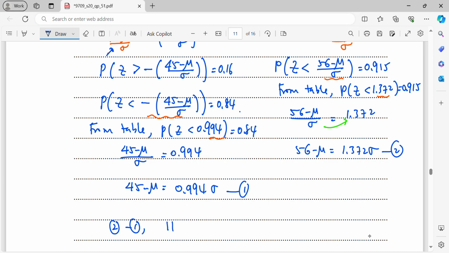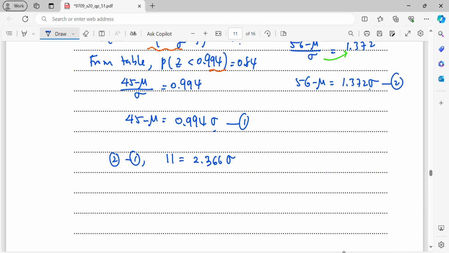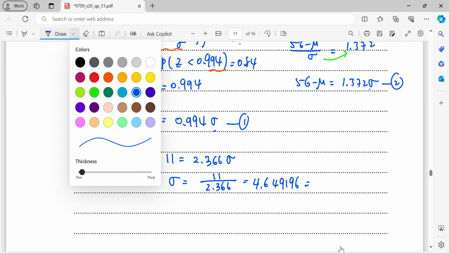Minus mu minus mu is 0. Then 1.372 sigma minus 0.994 sigma, you will be getting 2.366 sigma. And from here, my sigma is 11 over 2.366. That is going to be 4.649196. And then I round up to 3 significant figures for my final answer.